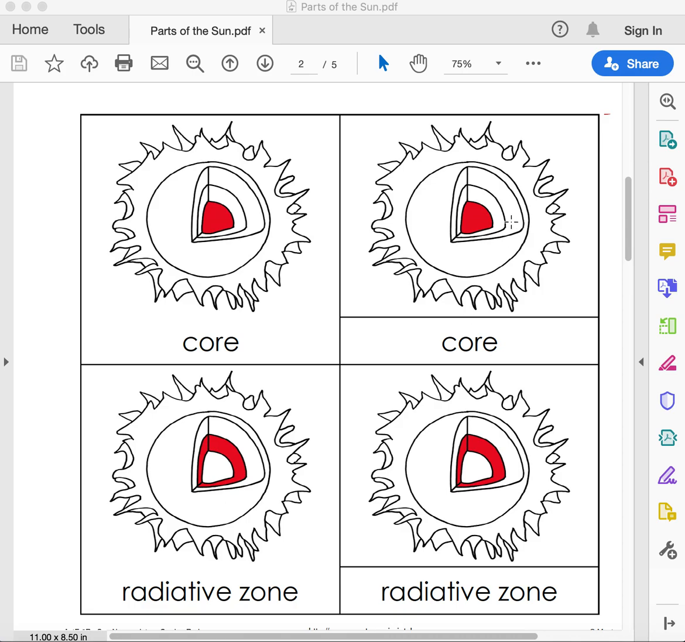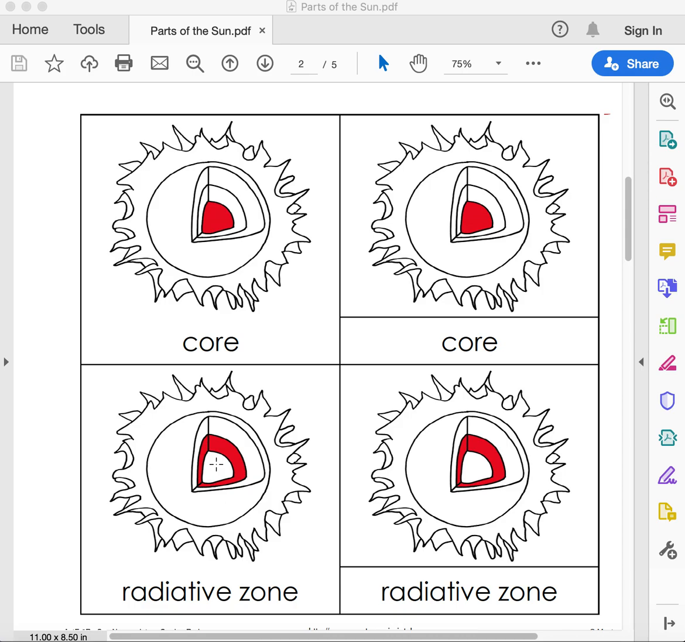So, the first part of the sun is the core. The core is the center layer of the sun. This is where all of the sun's heat and light is made. You might remember last year when we learned about the parts of the inner earth. And we have the core in the inner earth too. It's the very center. So the core is where all of the sun's heat and light is made.